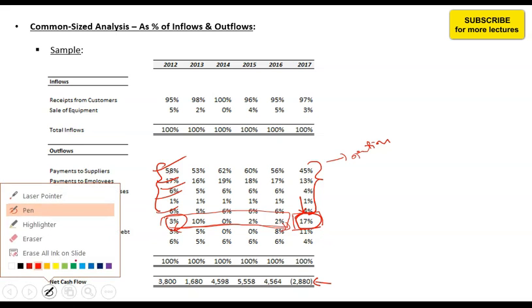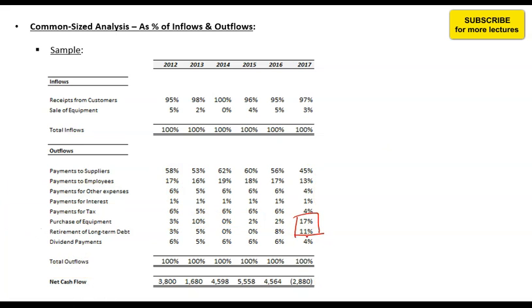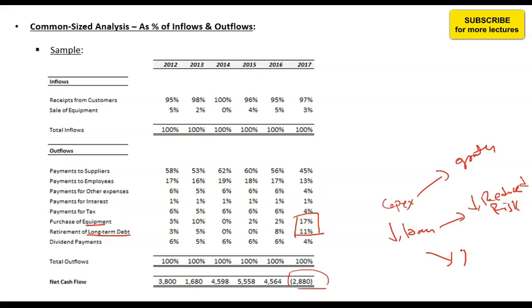And secondly, another major cash outflow is coming from retirement of long-term debt, that is, paying off a long-term loan. So this cash outflow is primarily a result of purchasing equipment, that is capital expenditure, and paying off your long-term loan. And both are positive signs for the company. Capex will lead to future growth, and paying off long-term loan will lead to reduced risk and a decrease in interest expense.